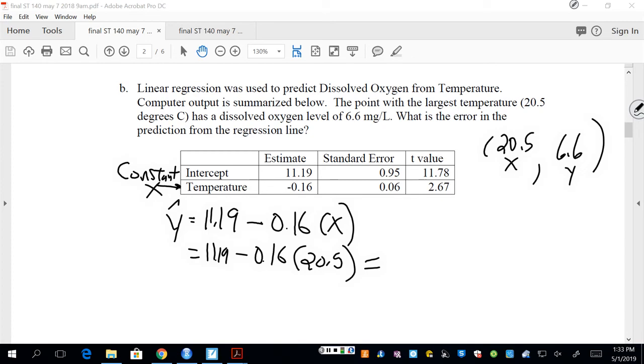I thought I printed the copies of all that, so maybe I didn't. Here we go.